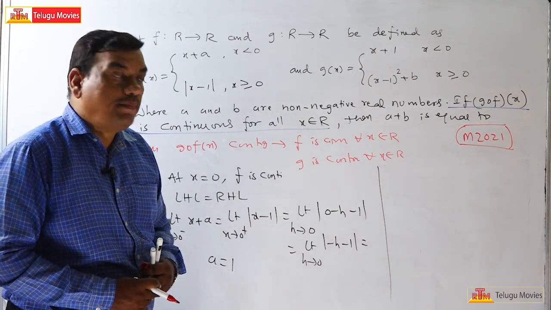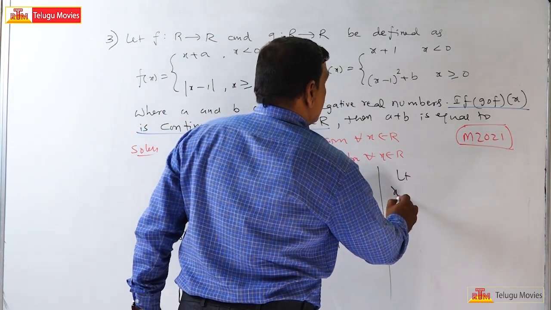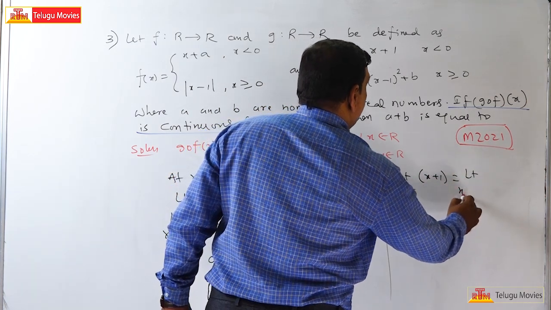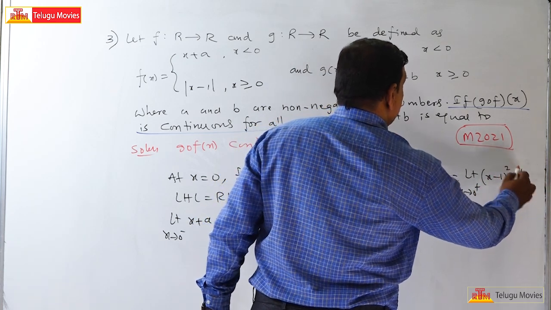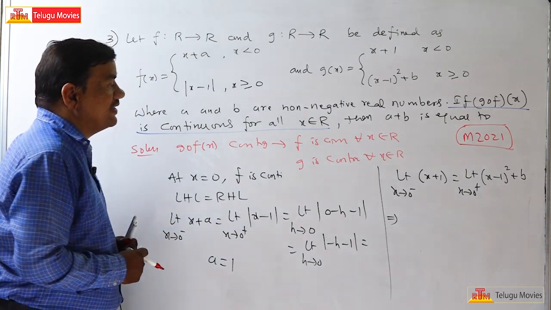Let us calculate the b value. So here also, LHL: limit x tends to 0 minus of x plus 1 is equal to limit x tends to 0 plus of (x minus 1) whole square plus b. So this is equal to limit x tends to 0 plus of (x minus 1) whole square plus b.